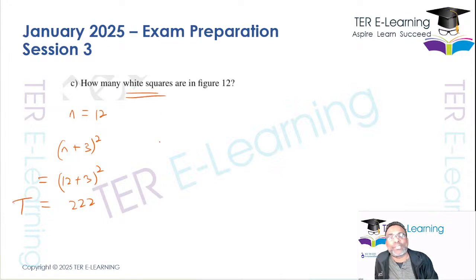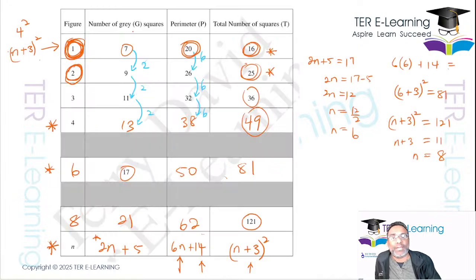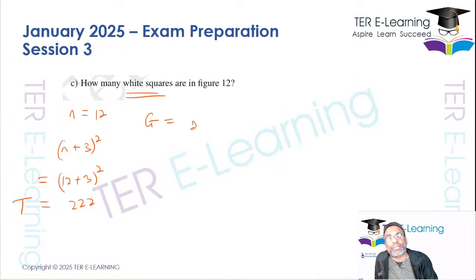We're trying to figure out the number of white squares. We need to figure out the number of gray squares we have. If you go back to the table, there is a formula for the number of gray squares. It is 2n plus 5. That's the total number of gray squares. So this is going to be 2 by 12 plus 5. 2 12s are 24 plus 5, that's 29. So I know how many gray squares I have, and I know the total number of squares. So the number of white squares is simply the total minus the total number of gray squares, which is 2, well, hold on. It's 225, not 222.